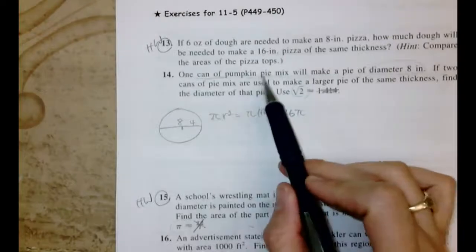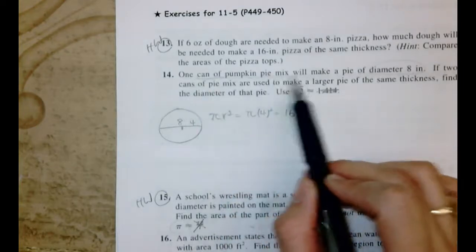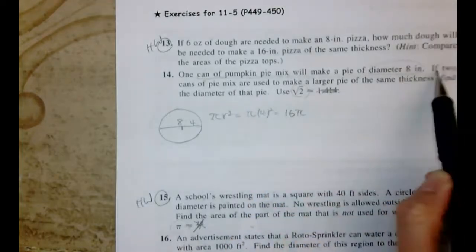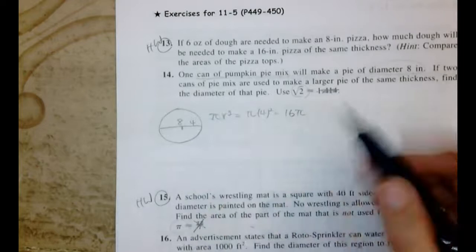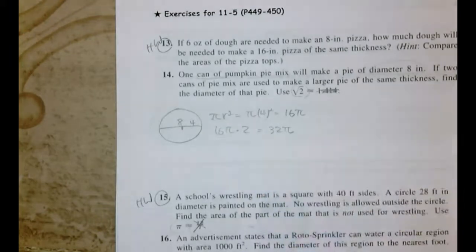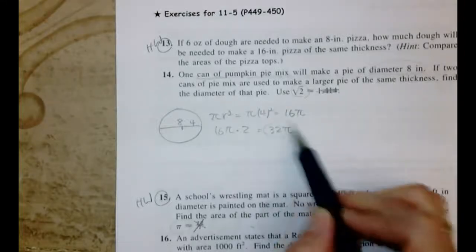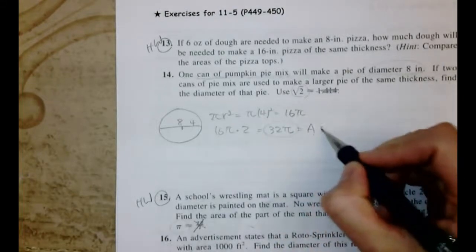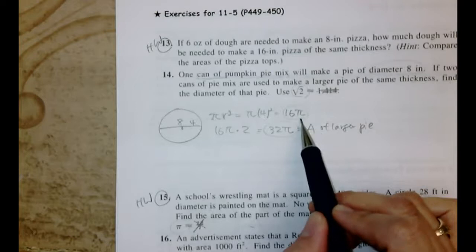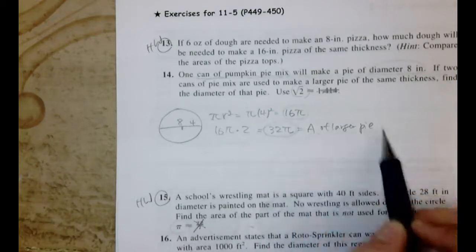So if you can make a pie of 16 pi with one mix, how much mix do you have? If 2 cans, then you should be able to make 2 of these areas, so 32 pi, right? So that would be the larger pie of the same thickness. Find the diameter of this pie. So now, this is the area of the larger pie, right? One can makes 16 pi of area, so 2 cans make 32 pi of area. Now you have to backtrack to get to the diameter.